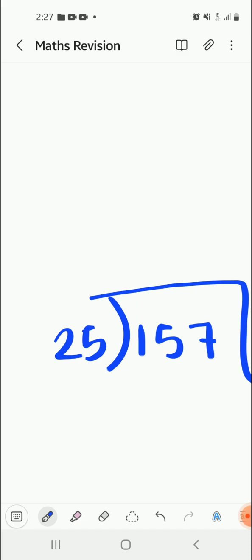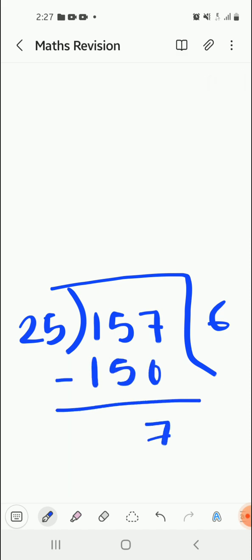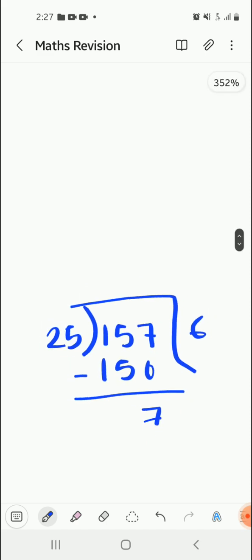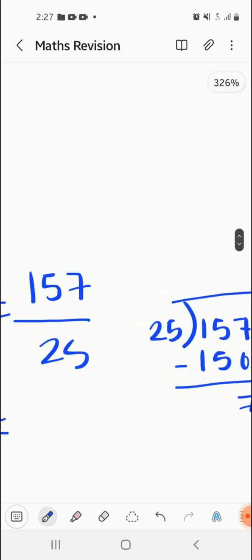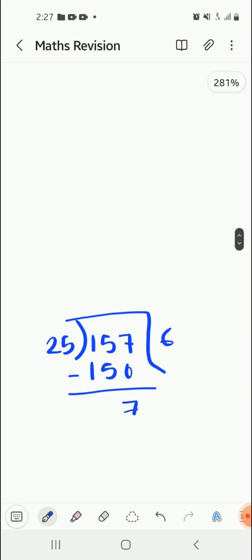So 25 into 6 is 150. We've got 7 here. So my answer becomes 6 7 by 25. So you can also write it in this manner. That's it.